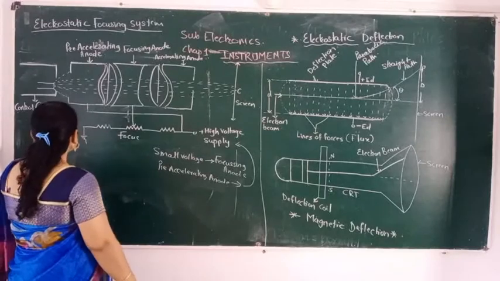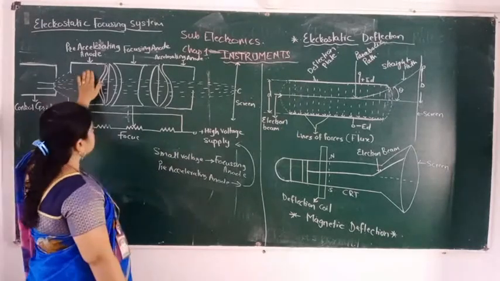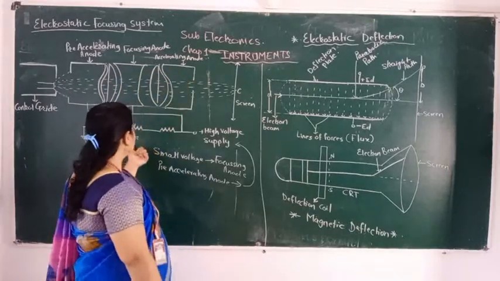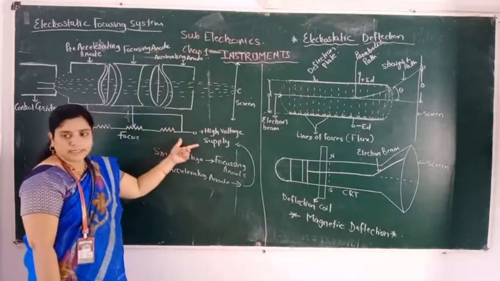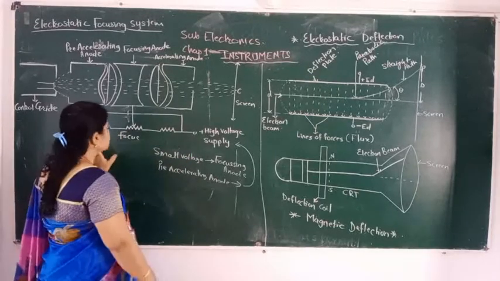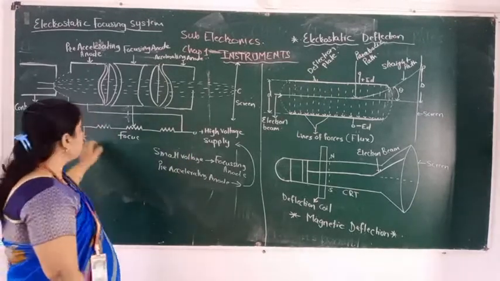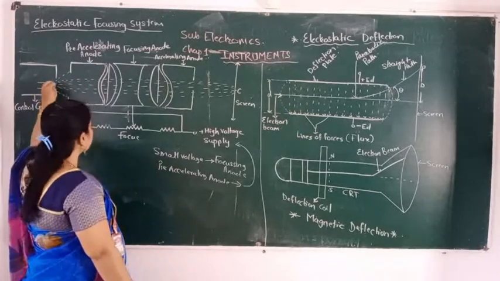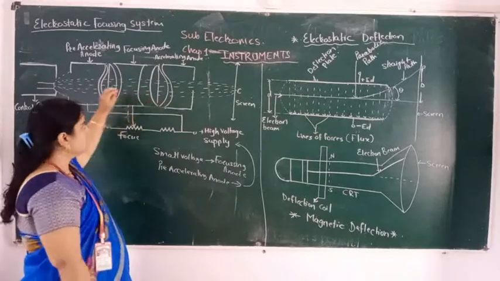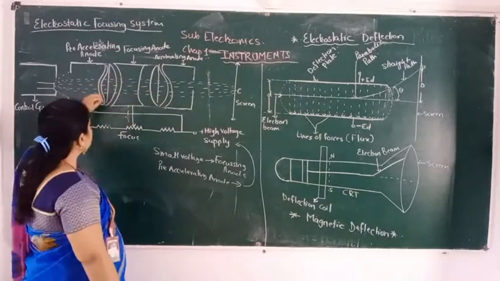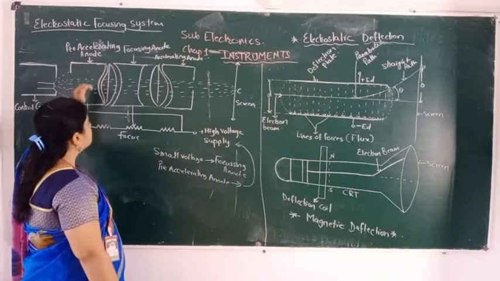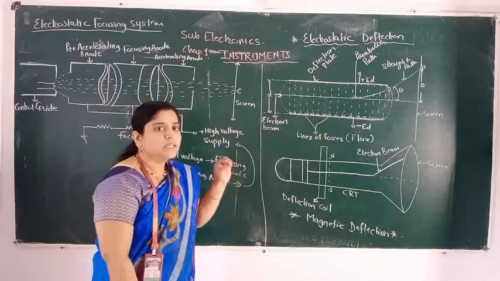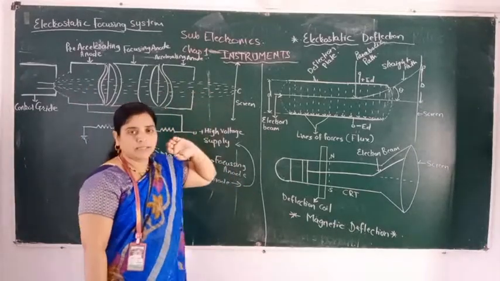So in the construction you have to write that the control grid is there, the pre-accelerating anode is there, the focusing anode is there, the accelerating anode, and the focus high voltage supply is given in this construction. In the working you have to write that when the supply is given to the circuit, the electron beam will start flowing and it will flow everywhere, so the accelerating anode will give the path. The accelerating anode not only gives the path, it also gives the kinetic energy, so that it will move fast on the screen.